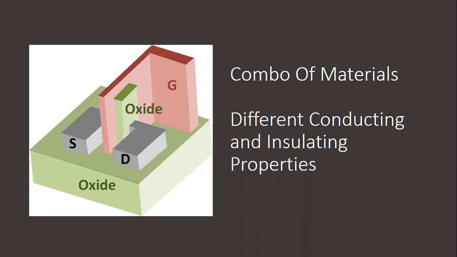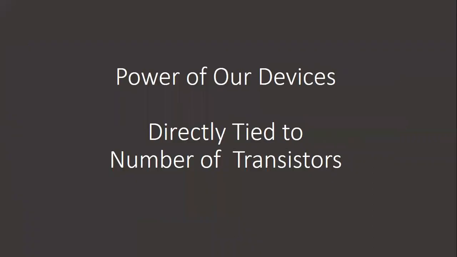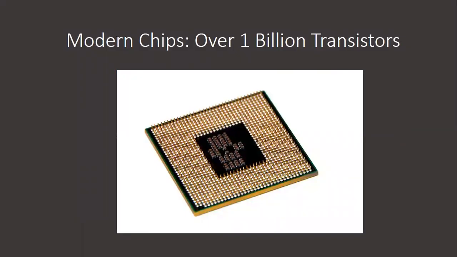So the more we can control the flow of electricity, the more 1s or 0s we have, the more powerful our devices are. Now, the number of transistors isn't the only measure of the power of a device, but it's a pretty good metric or rule of thumb to go by. So modern chips contain over 1 billion transistors. Now, they cram 1 billion of these tiny devices into an area of a couple square inches.